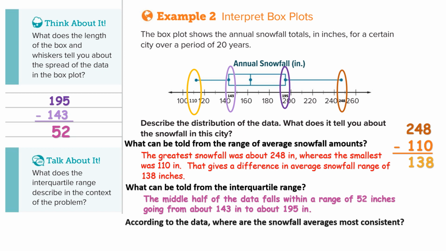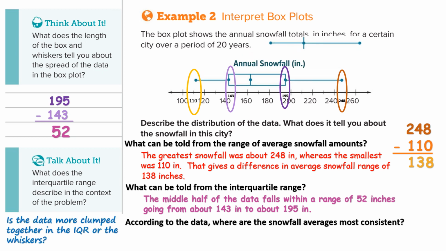But there's going to be a third question that we're going to answer on our assignment and on our test. Hopefully you're writing these 3 questions down somewhere. According to the data, where are the snowfall averages most consistent? So when we go to the idea of consistency, we're asking, where is the data grouped together the tightest, right? Is it more clumped together in the whiskers, or is it more clumped together in the box? That's what it's asking.